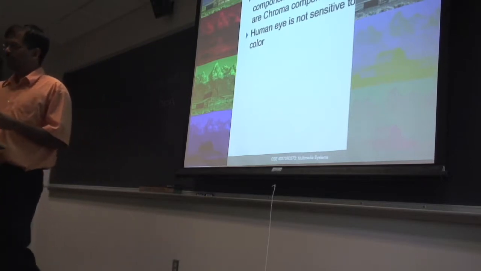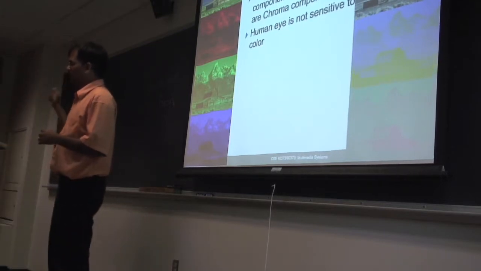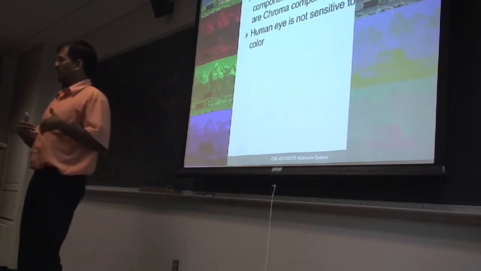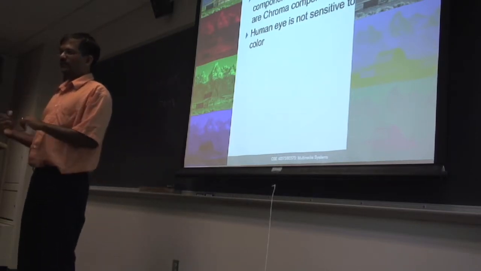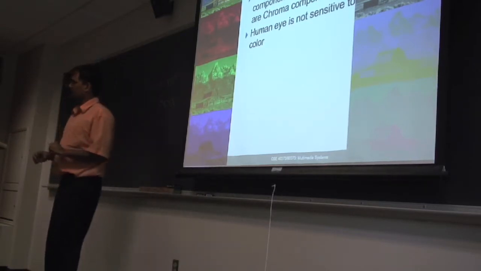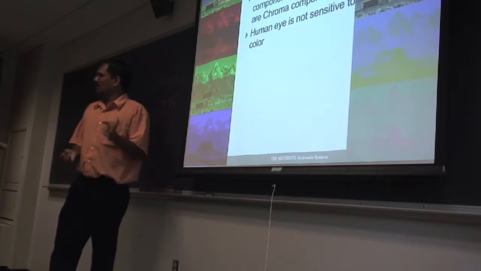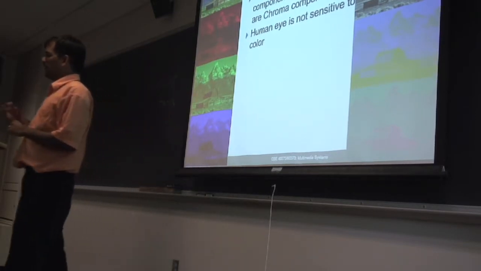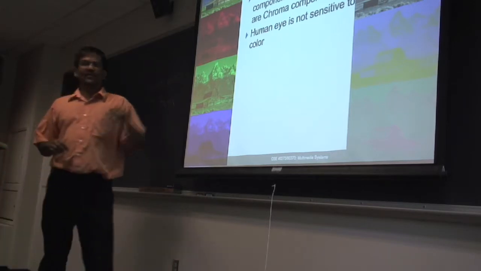Evolutionarily, you need to survive, and surviving means you need to notice changes and differences. You need to run away from danger. So color is just an added bonus, which doesn't serve as much purpose as the black and white. We're very good at noticing differences, very good at noticing black and white. So essentially that's what happens.